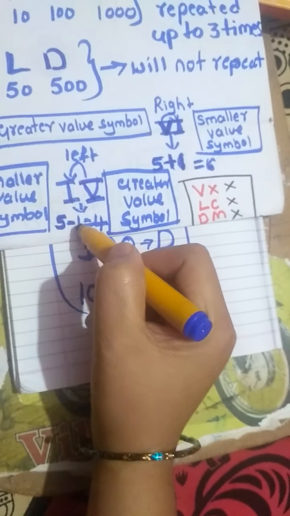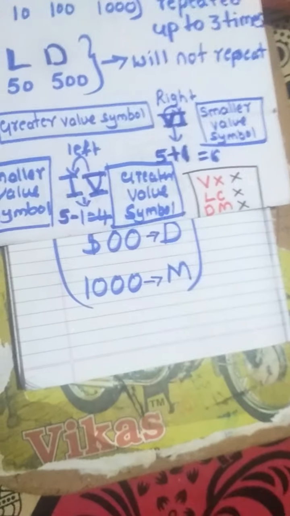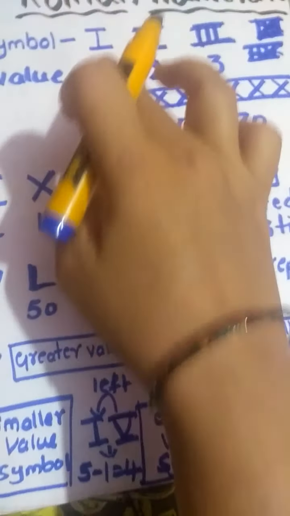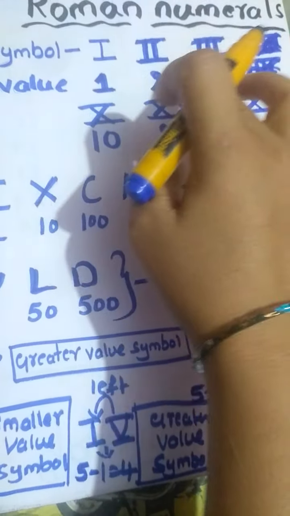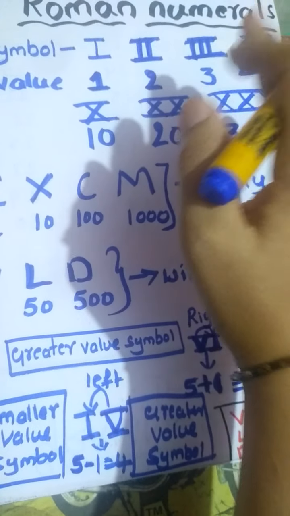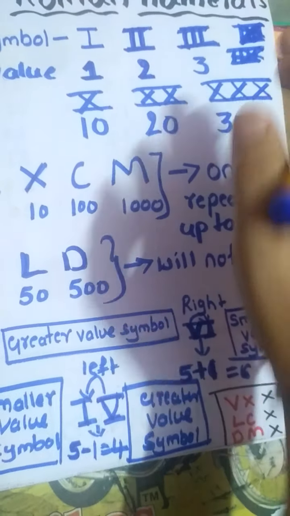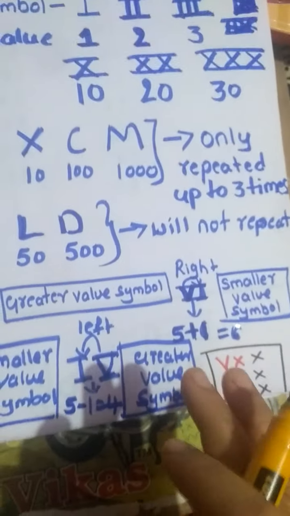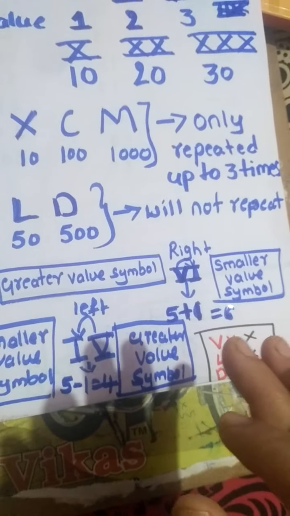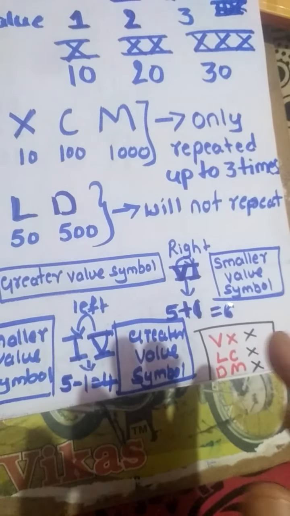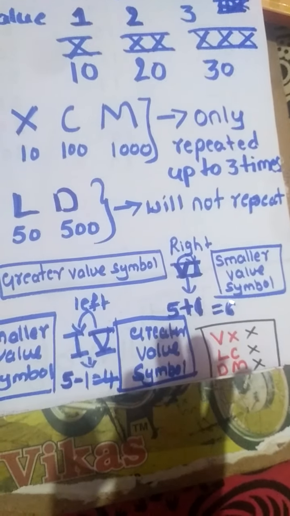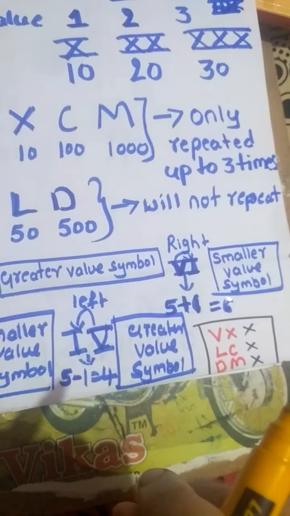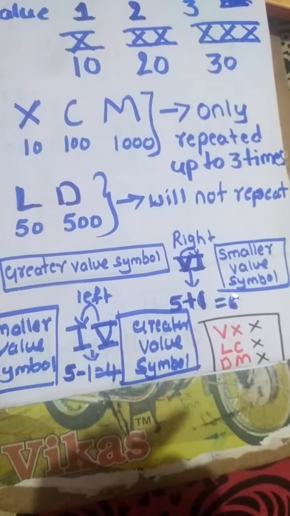5 minus 1 is equal to 4. That is the subtraction. So, the first rule is while writing the numbers, we'll repeat the symbol only 3 times. And some symbols cannot be repeated. When we write a smaller value to the right of the greater value, it will be added. And when we write a smaller value to the left of the greater value, it should be subtracted.